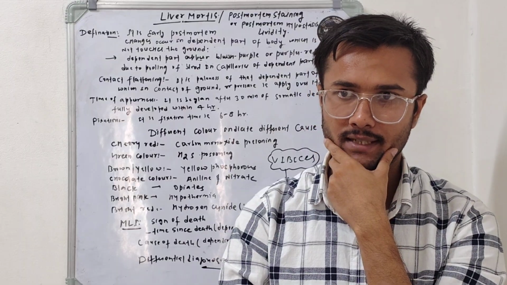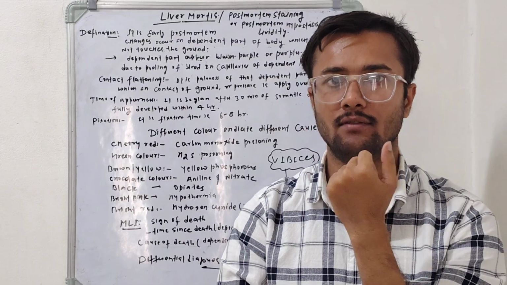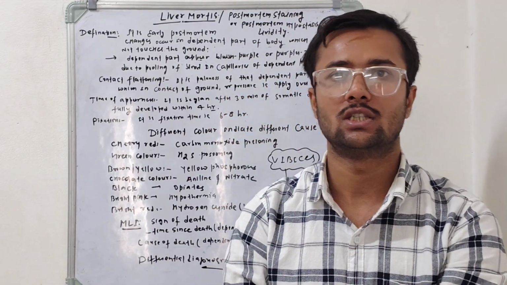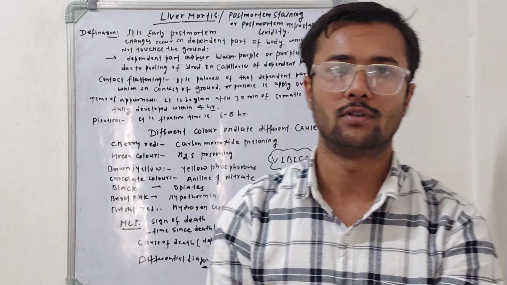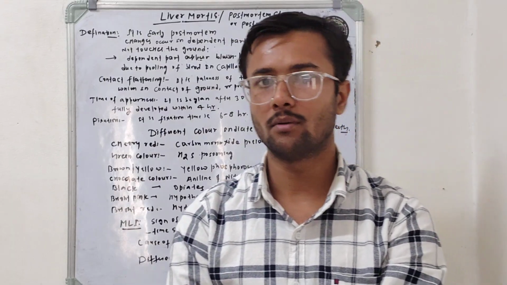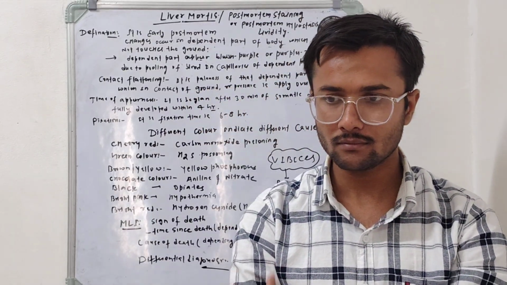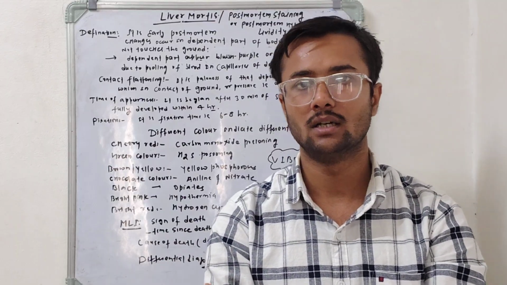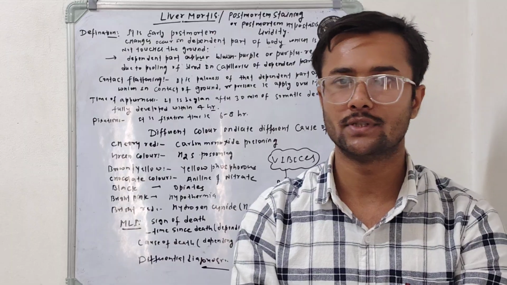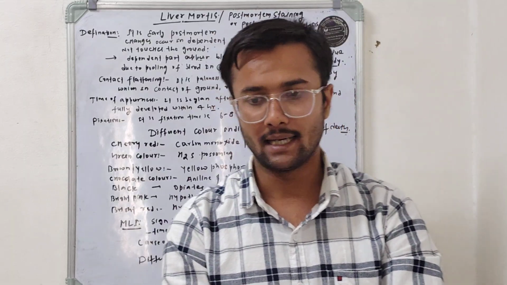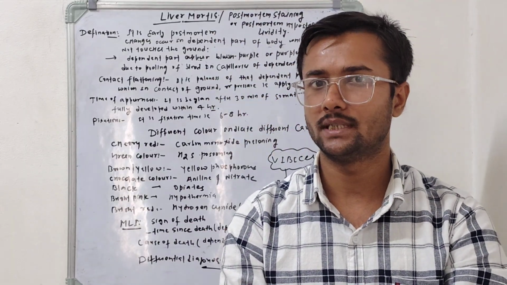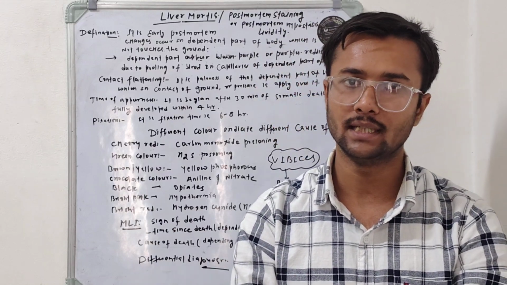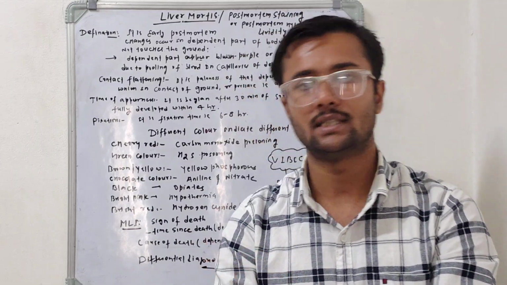So first we try to understand what this livor mortis is. We start the topic with the definition of livor mortis. Okay, what is livor mortis? Livor mortis is an early post-mortem change. First point: livor mortis is an early post-mortem change, and it occurs in the dependent part of the body which does not touch the ground.